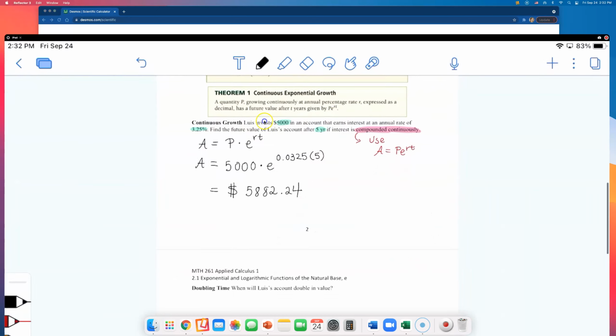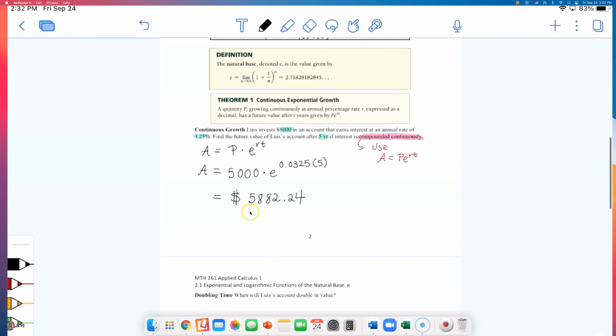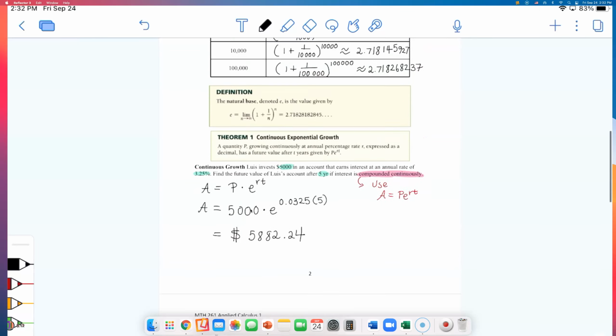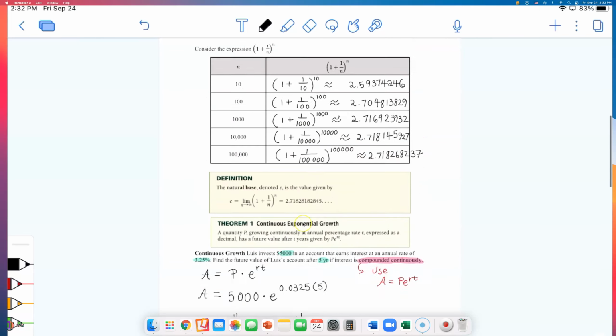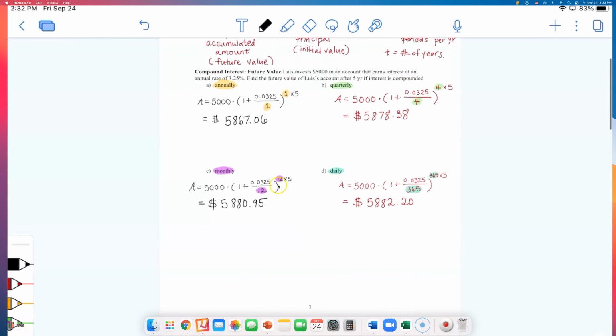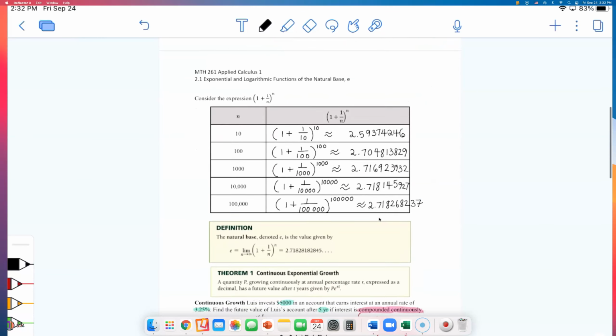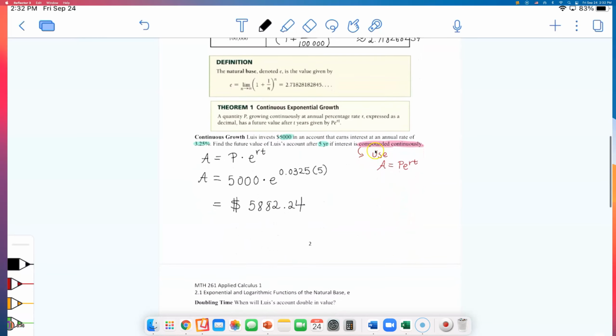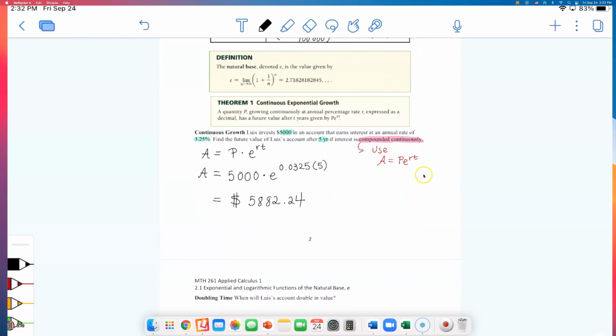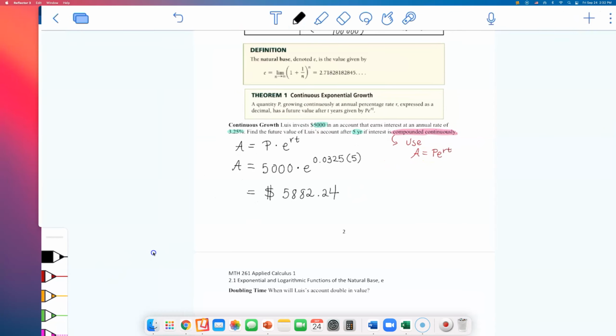Look, in that same investment period compared to this, it is 82.24 more, right? This is more than anything that we got from compounding annually, quarterly, monthly, or daily. Okay, so the keyword is compounded continuously. Then you need to use this continuous exponential growth formula.